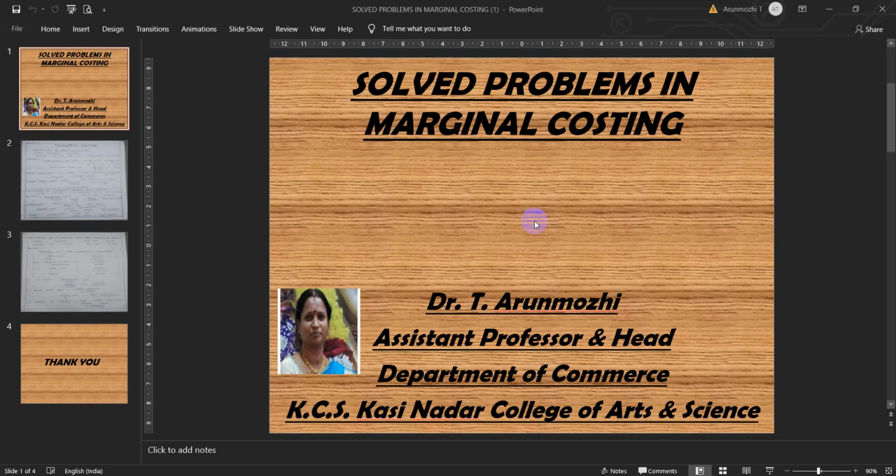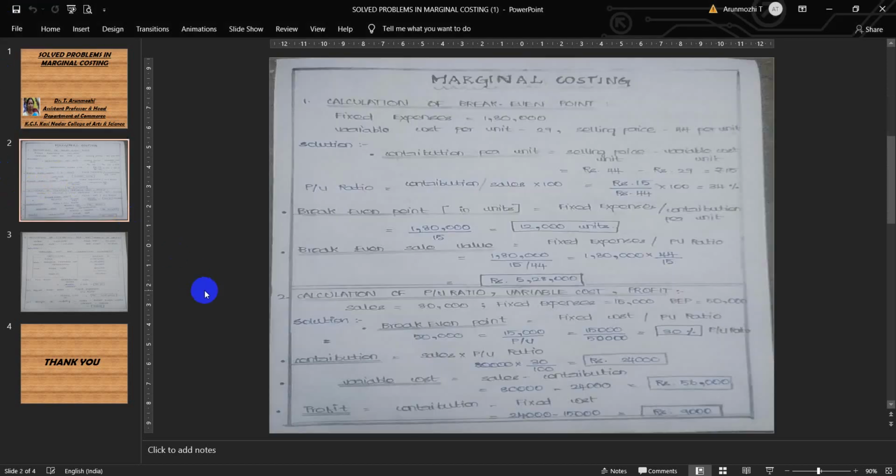Now we move on to how to calculate BEP, that is break-even point. Break-even analysis can be called otherwise as cost volume profit analysis. Now the problem says the fixed expenses of an industrial concern amount to rupees 1,80,000. Its variable cost per unit is rupees 29 and selling price is rupees 44 per unit. Calculate the break-even point.